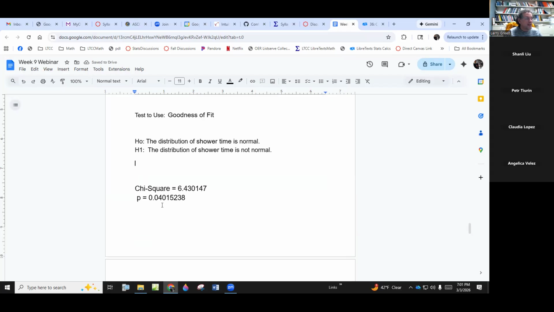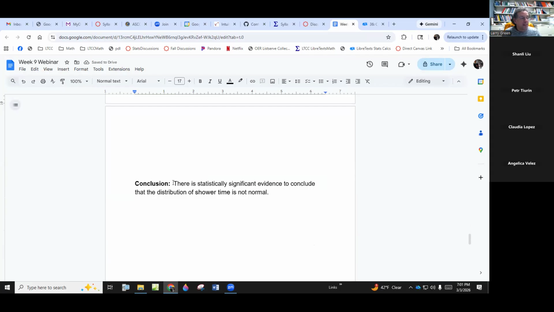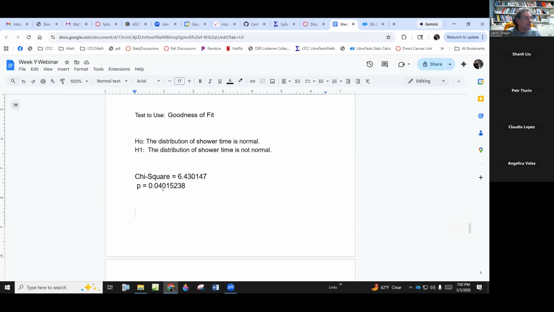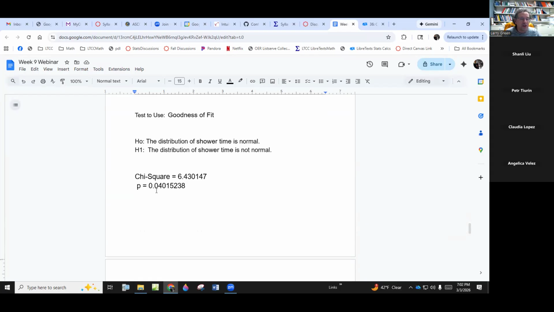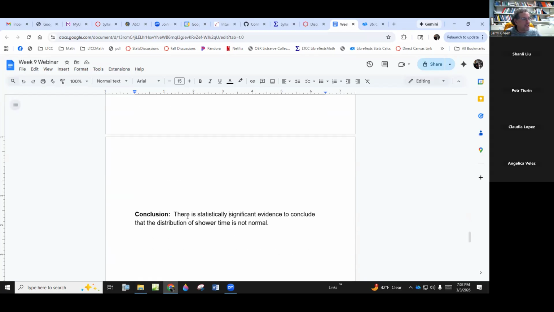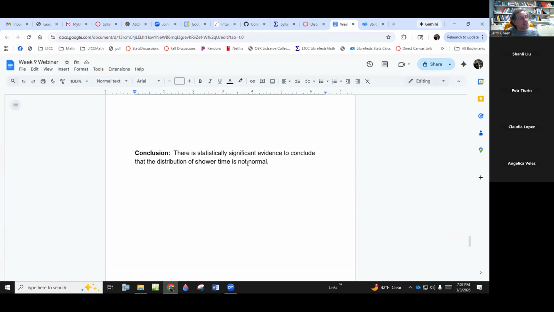So here's our chi-squared, our test statistic, our p-value. And here's the conclusion. Our p-value was 0.04. So now we have statistically significant evidence, not strong, because 0.04 is not less than 0.01. In this case, we just say there is statistically significant evidence to conclude that, and then you just look at the H1: the distribution of shower time is not normal. And that's the conclusion.